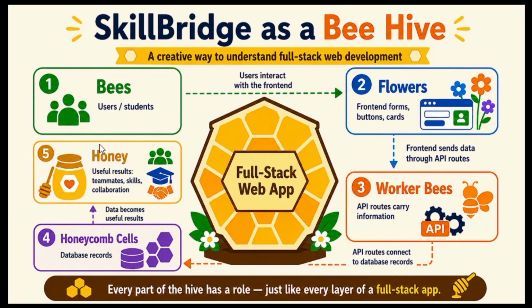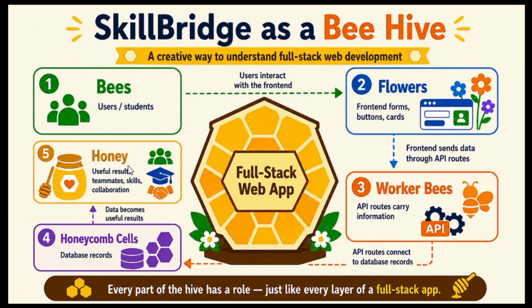Okay, so honey represents the useful results that the user gets from the application. So the final result is not just data. It can be the main major function of the project or the website. So in my project, the final result is that the students can find teammates, discover useful skills, and start collaborating. So honey, which is the results, basically completes the aim or the objective of why the entire web page was made.